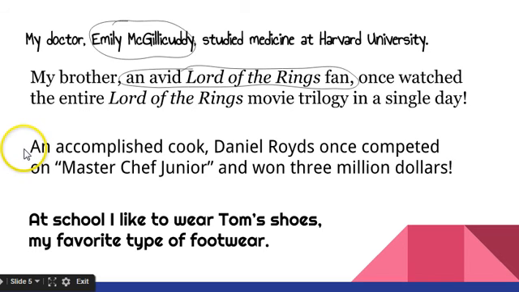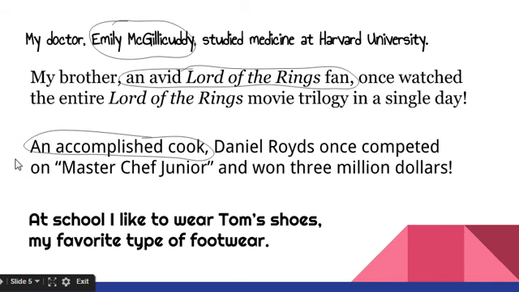Then we have a different example down here. An accomplished cook, Daniel Royds, once competed on MasterChef Junior and won $3 million. Now in this case, we have an appositive, but it's at the beginning of the sentence. So if I took away an accomplished cook, I'd still have a complete sentence. So in this case, you only have a comma on the right side of the phrase because you're starting the sentence with a capital A at the beginning.